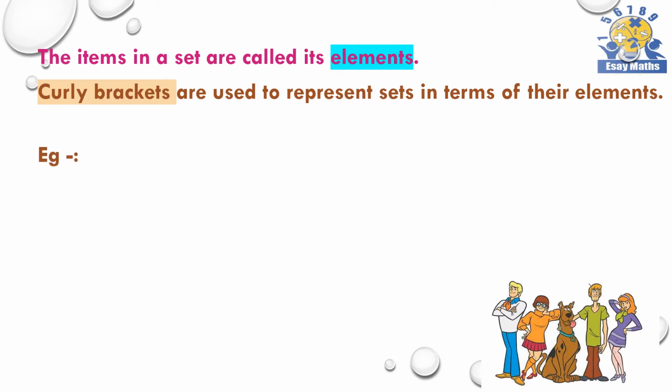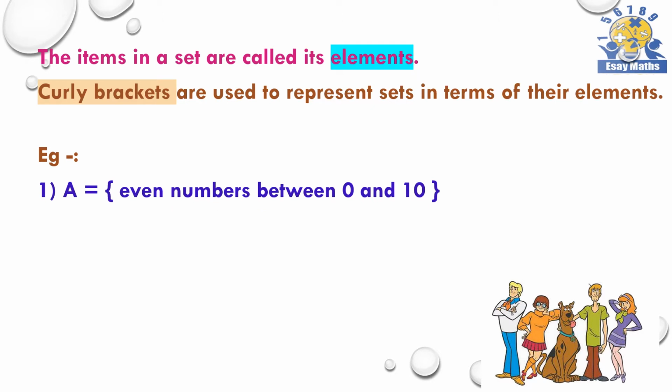First example, set A, even numbers between 0 and 10. When we are representing a set, at first we should put curly brackets and we can write the description within the curly brackets, and we can name it using a capital English letter. Here I have named this as the set A.